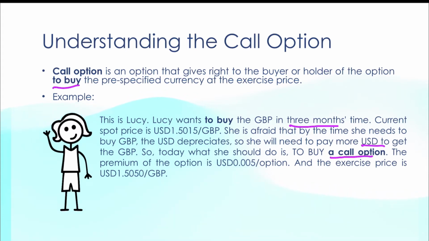The premium of the option is, for example, USD 0.005 per option, and the exercise price is USD 1.5050 per GBP. So if after 3 months' time the price of USD per GBP is more than or less than that, Lucy has the right to use the option or not.